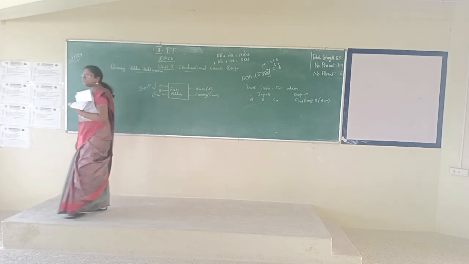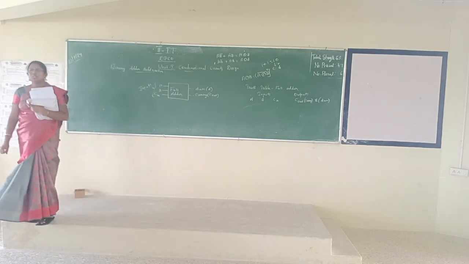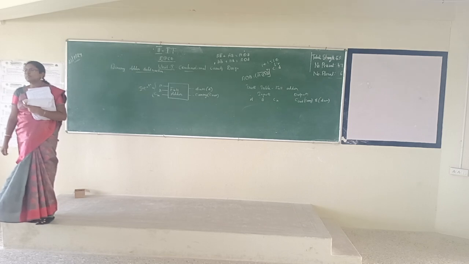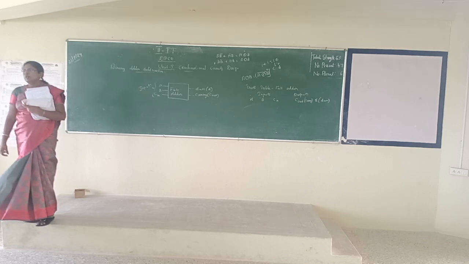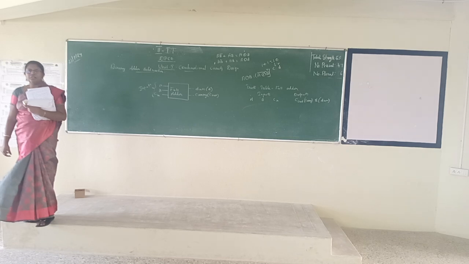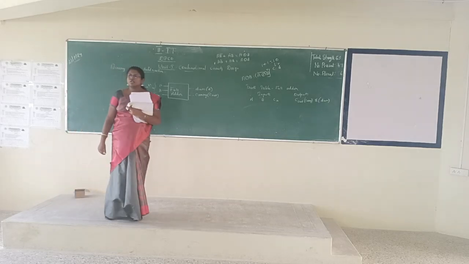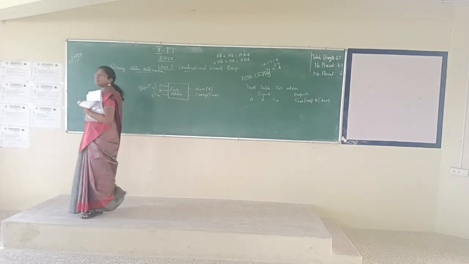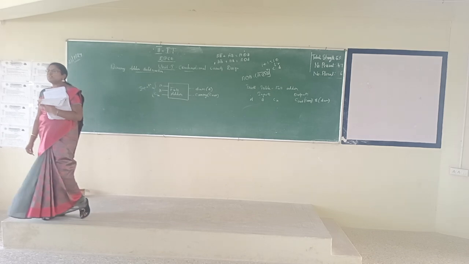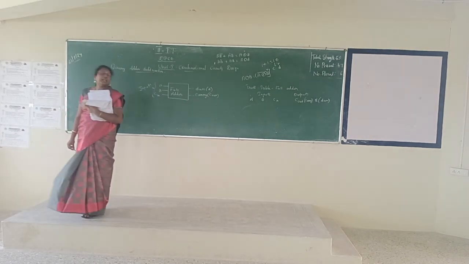Listen. So how many inputs are here? Three inputs. How many possible combinations are there? 8, from 0 to 7. So 0 can be represented as 0, 0, 0. Then 7 is 1, 1, 1.